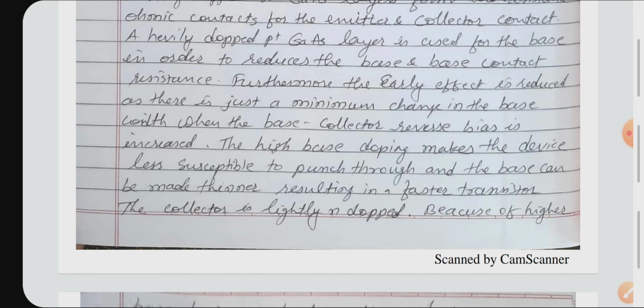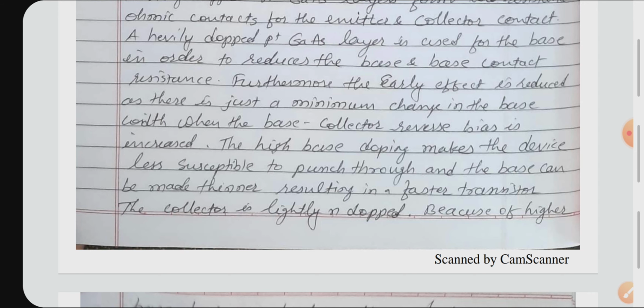The high base doping makes the device less susceptible to punch through, and the base can be made thinner, resulting in a faster transistor. The collector is lightly doped.